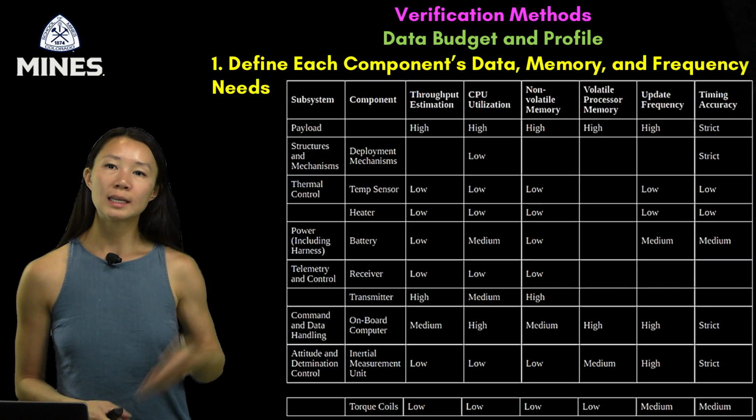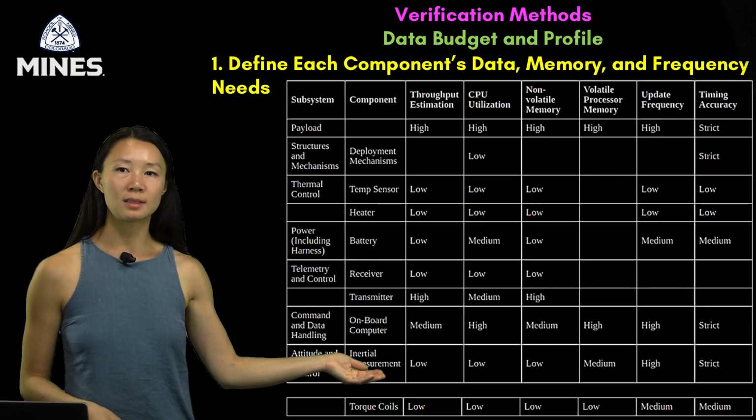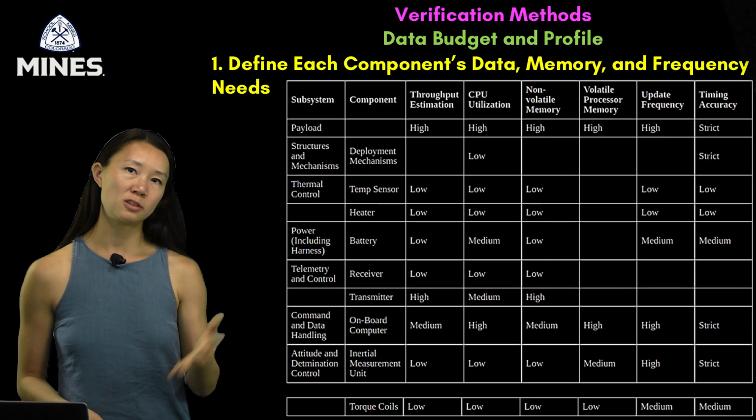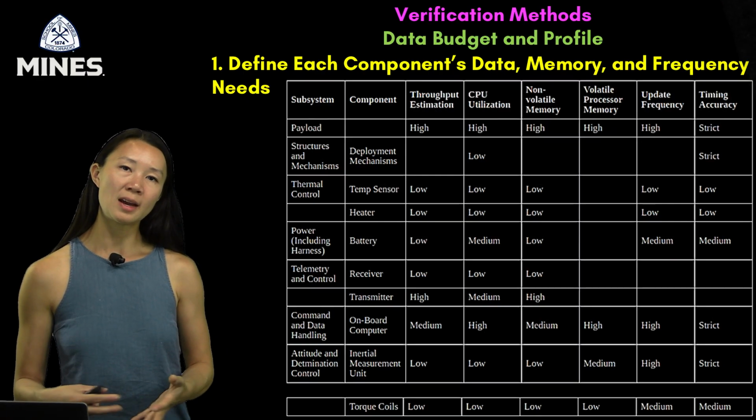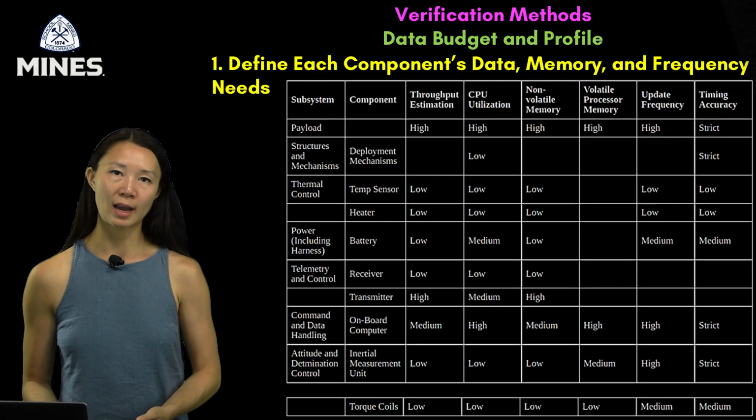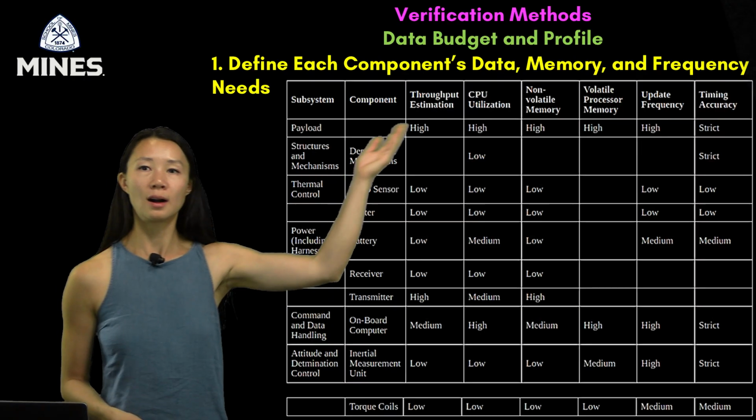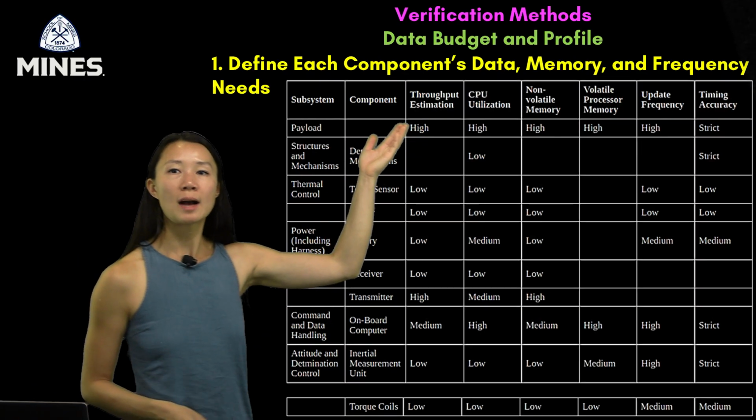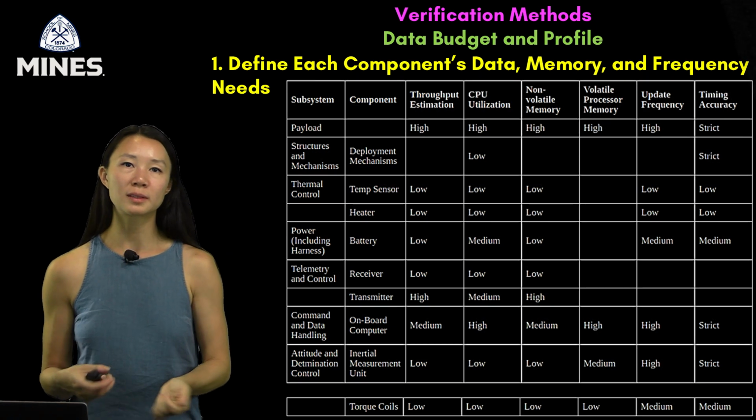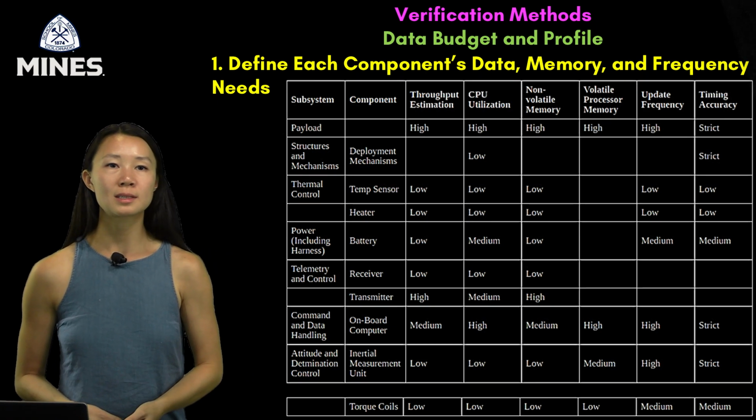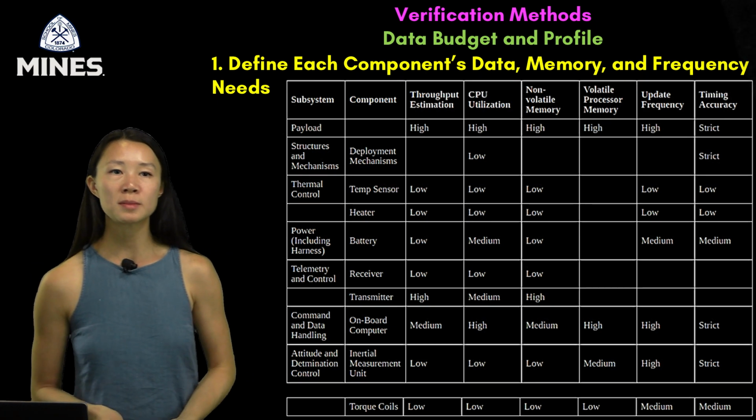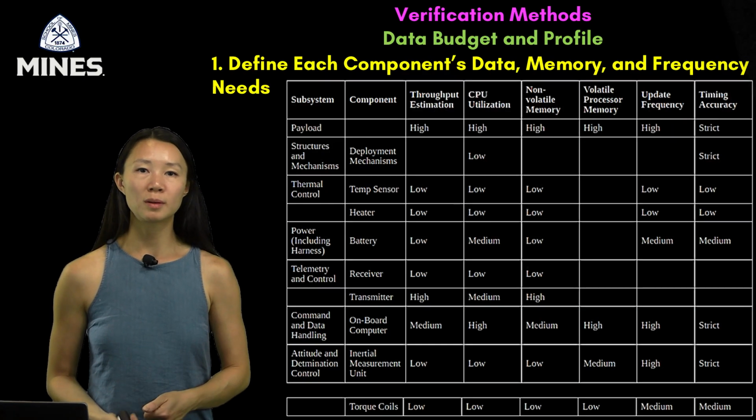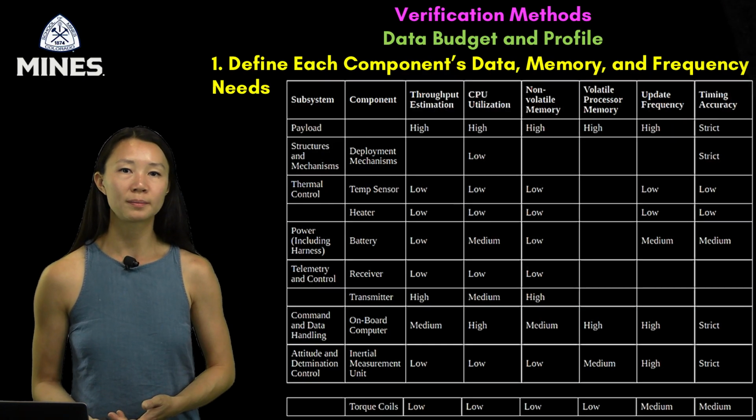We list out the key components of every subsystem, like payloads, sensors, actuators, and radios, and then estimate their demands across several categories. Let's go through the column headers together. Throughput estimation tells us how much data a component will generate or consume. High throughput systems like science payloads or transmitters may overwhelm slower buses or storage if not accounted for.